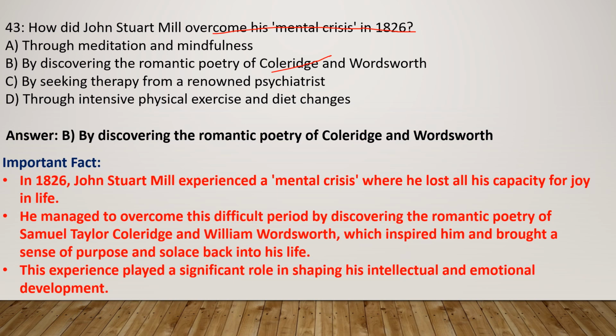In 1826, John Stuart Mill experienced a mental crisis where he lost all his capacity for joy in life. So he went into depression. He managed to overcome this difficult period by discovering the romantic poetry of Samuel Taylor Coleridge and William Wordsworth, which inspired him and brought a sense of purpose and solace back into his life. This experience played a significant role in shaping his intellectual and emotional development.